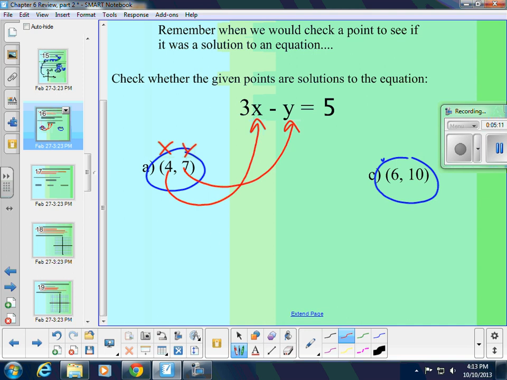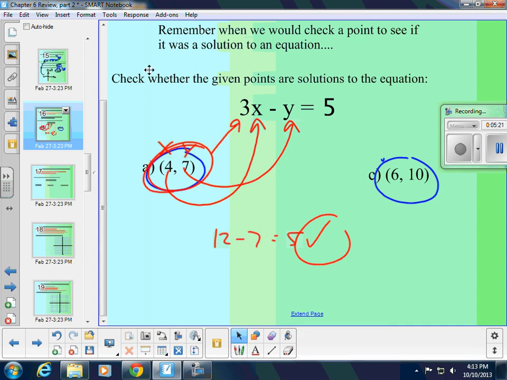So 4 times 3 would give me 12. Plug 7 in, minus 7. Does that equal 5? Yes, it does. So this tells me that the point (4, 7) is a solution to that equation. It would be a point on that line. Well, for inequalities, it's very similar. Again, that's kind of review, something we've done in the past.